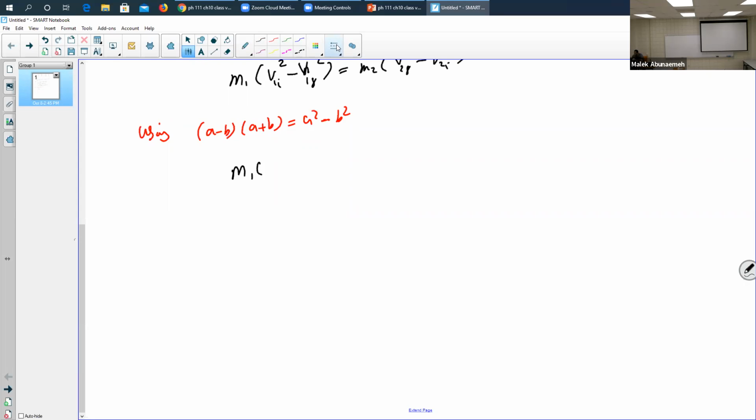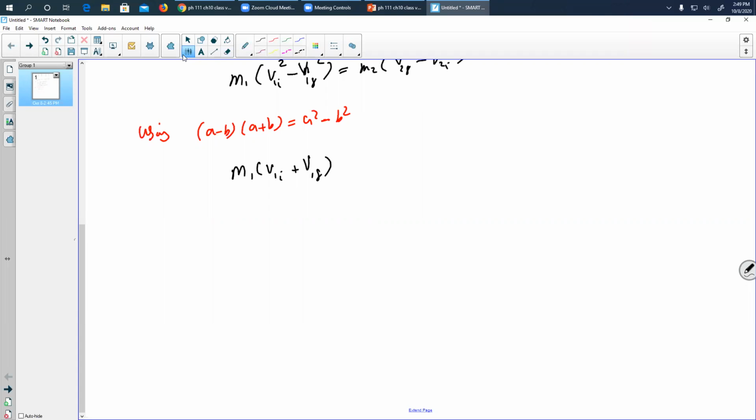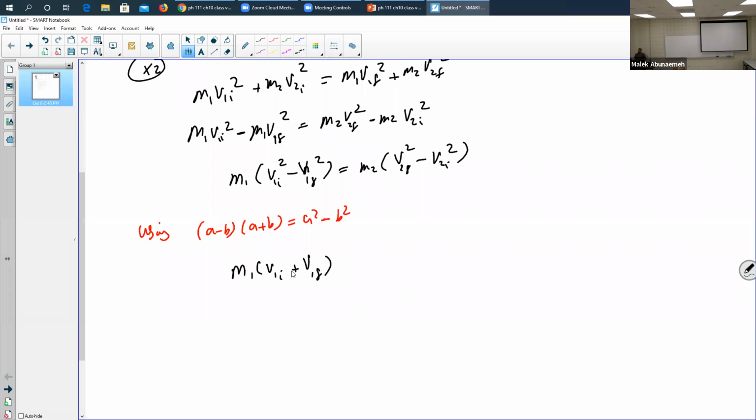So that becomes M1 times V1 initial plus V1 final, times V1 initial minus V1 final, equal to M2 times V2 final plus V2 initial, times V2 final minus V2 initial. This was our equation 2.